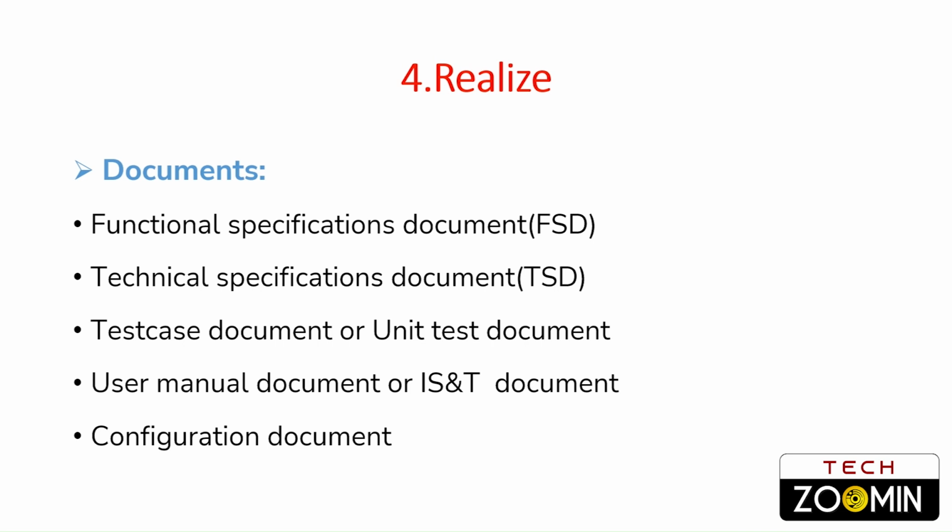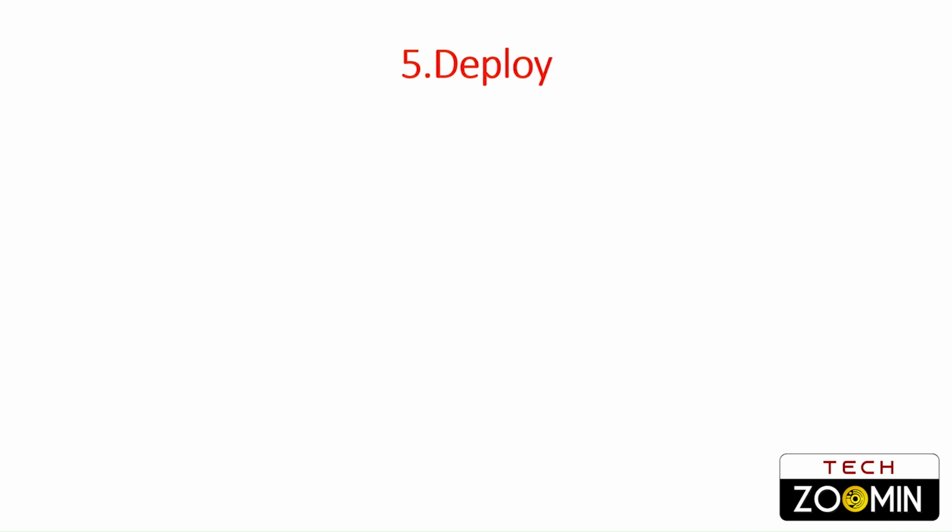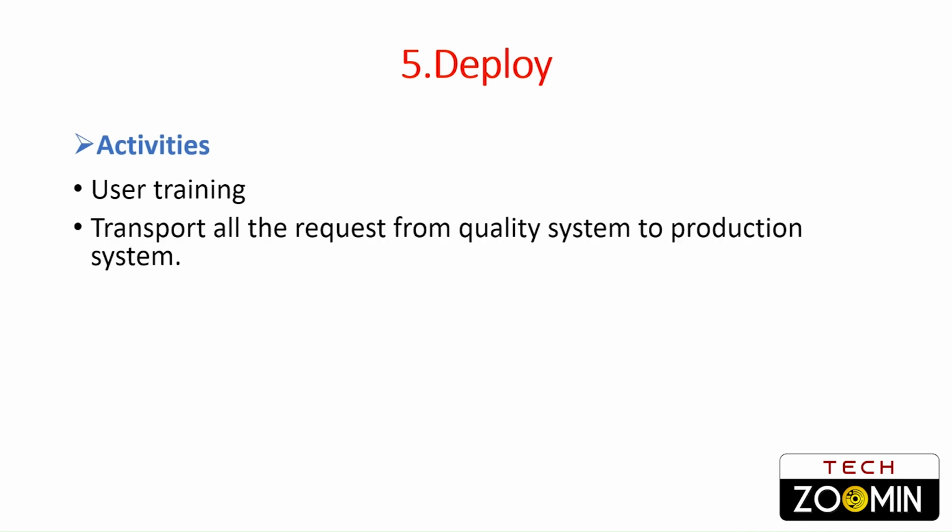So once all the business processes are completed, a cutover plan is made to move the configurations, WRICEF objects and master and transactional data to the production system. This is the system used by the business in real time. Okay. So in the deploy phase, the functional consultant provides training to the business users before go live, using the pre-delivered end user training documents provided by SAP, and then transports all the requests from the quality system to the production system.